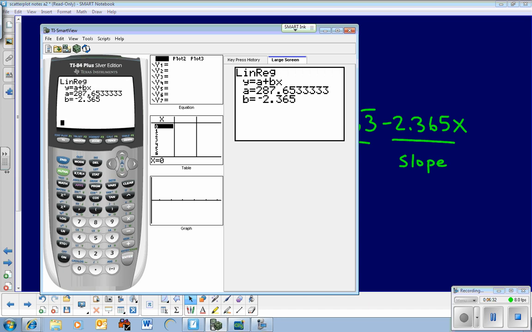And there we go. You might, by the way, have r and r squared below your a and b. I'll tell you about that in just a minute. For right now, if you have that and I don't, it's no big deal.